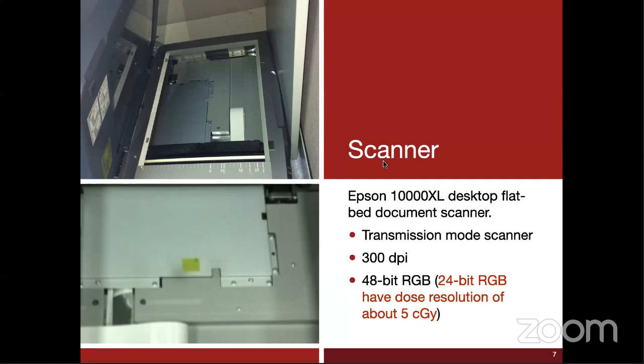Regular scanners, which are 24-bit, probably have a dose resolution of about 5 centigrays. So you will know your dose within 5 centigrays. Clinical doses, I'm talking about like 2 grays, 3 grays, in that range. You cannot know the dose better than within 5 centigrays. But with the 48-bit scanners, the dose resolution is actually better than that. I think it's about 0.2 centigray or even less.